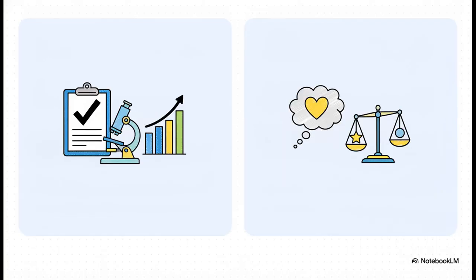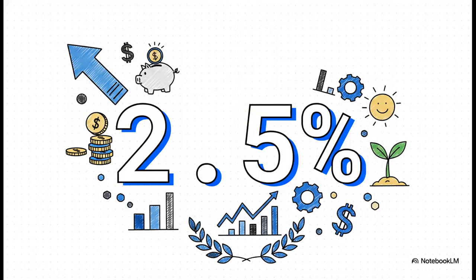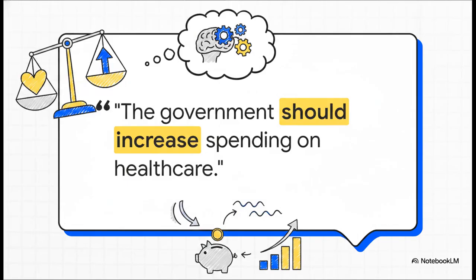So how do economists talk about this? They use objective, factual positive statements and subjective normative statements. Now, what's really interesting about this slide is that 2.5% inflation is a verifiable positive fact. In contrast, saying the government should increase healthcare spending, that's normative. It's a moral value judgment, not a testable fact.